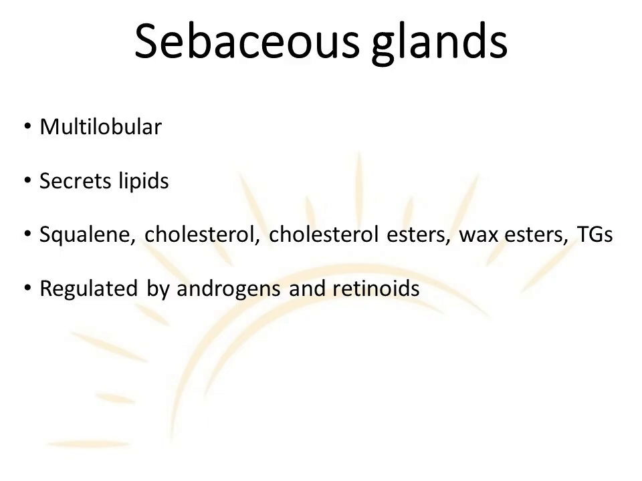Sebaceous glands. Sebaceous glands are multilobular structures that consist of acini connected to a common excretory duct and are usually associated with a hair follicle. The sebaceous glands excrete lipids by holocrine secretion. Human sebum contains squalene, cholesterol esters, wax esters, and triglycerides. Sebaceous glands are regulated by several molecules, among them androgens and retinoids.